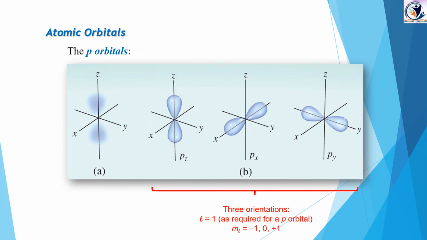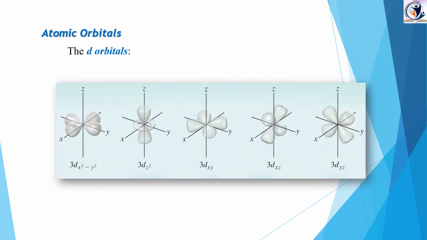So here Px is having the value 0, Py is having the value +1 and Pz is having the value -1. Okay, let's go for the rest. Here, the atomic orbitals, that is the d orbitals. Let us discuss the d orbitals now.